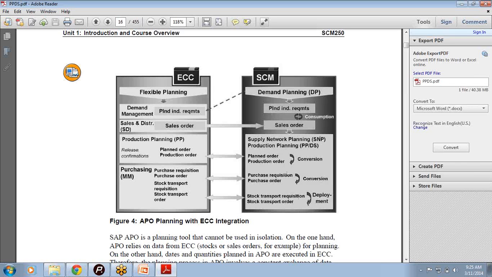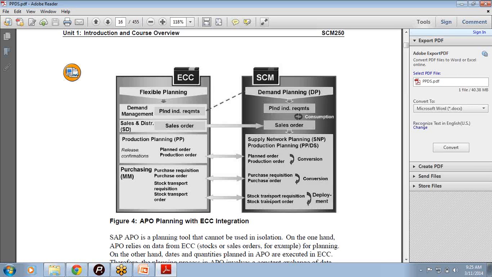Let us talk about the difference between purchase requisition and stock transport requisition, and all these three elements. Planned order is something when I'm making something within my factory, that is called in-house. So in that case, I have got my planned order because I am making it myself within my factory. When I say purchase requisition, that typically means I am going to buy it from a vendor.